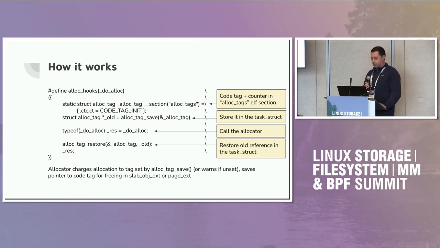What allocators do internally is there is a call to alloc tag inc and dec. During the allocation, it will increment the code tag saved in that task struct. And it will also store a reference to that code tag in the page extension or slab object extension, depending on which object it is, so that when we free an object, we know which code tag needs to be decremented.